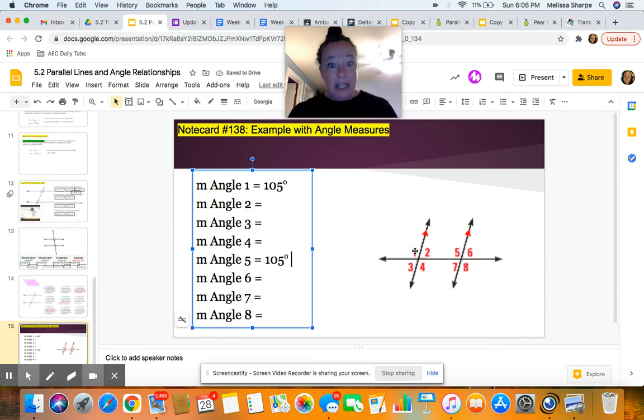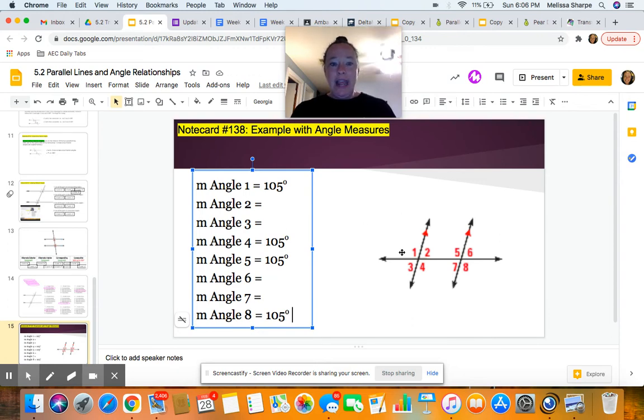Then I go back to the one that's given, angle 1, and I look at vertical angles. Angle 4 is vertical. So in the last lesson, we were reminded that vertical angles are congruent. So I know that angle 4 is also 105 degrees. Then I go to angle 4 and find its corresponding angle, which is angle 8. Angle 8 is vertical with angle 5, so they better match, and they do. So that's wonderful and groovy.